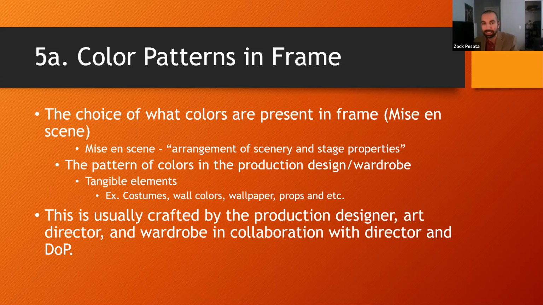So our first element of color palette is looking at the color patterns within the frame or the color patterns through the mise-en-scene. This is the choice of what colors are present in the frame, in the mise-en-scene, the arrangement of scenery and stage properties, the color patterns within the production and costume design, which we'll talk about next module. It's the pattern colors in the production design, wardrobe, all the tangible elements in the frame, from costumes to props to the color of walls. This is usually crafted by the production designer, art director, and wardrobe in collaboration with the director and director of photography to maintain a consistent color palette.